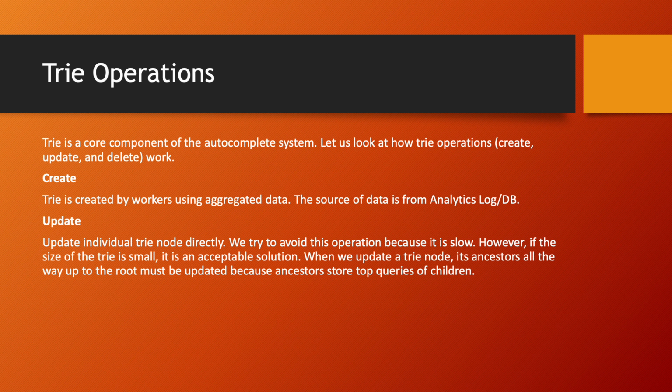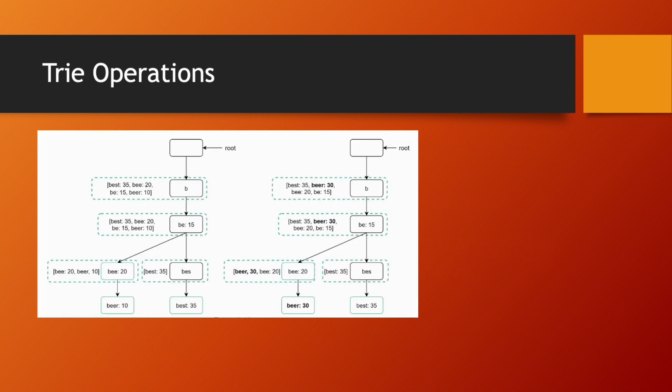When we update a trie node, its ancestors all the way up to the root must be updated, because ancestors store top queries for the children. Now update. Updating an individual trie node directly. We try to avoid this operation because it's slow. However, if the size of the trie is small, it's an acceptable solution. When we update a trie node, its ancestors all the way up to the root must be updated because, again, ancestors store top queries for children.